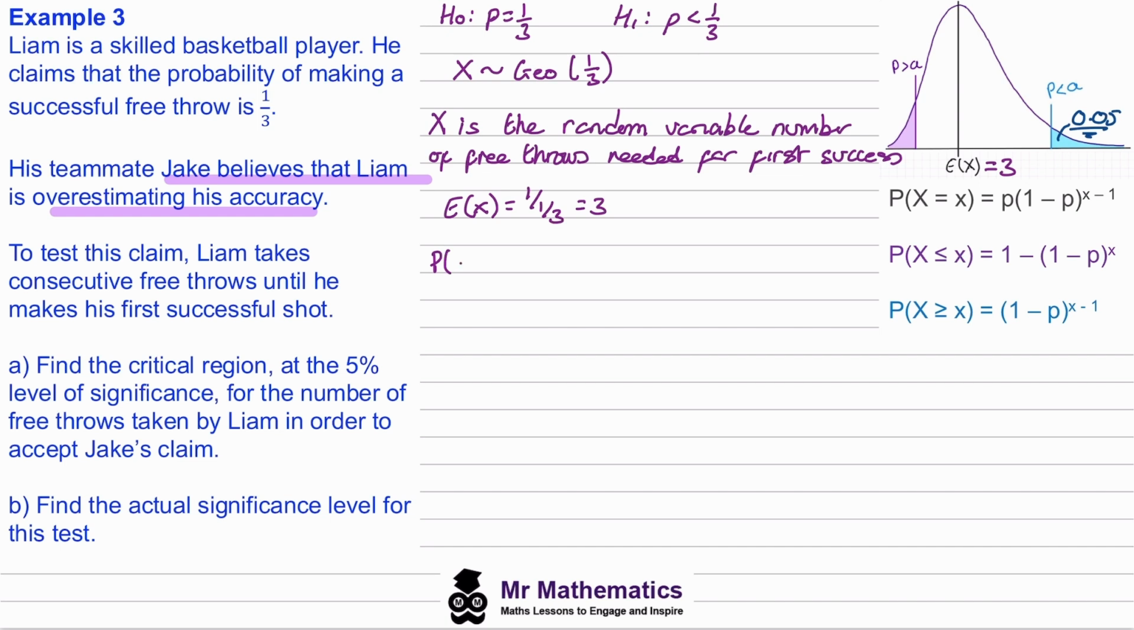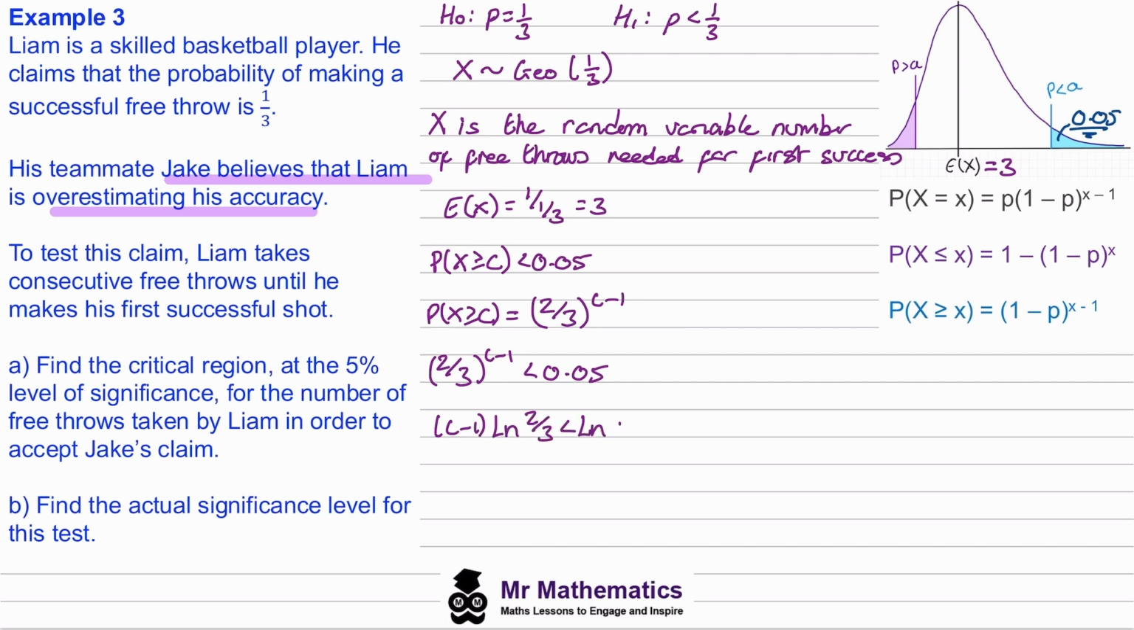So the probability of x being greater than or equal to our critical value must be less than 0.05. So this will be equal to 1 minus p, so 2/3 to the power of c minus 1. So 2/3 to the power of c minus 1 must be less than 0.05. So we'll take the natural log of both sides and use the power rule to bring this down in front. So we get c minus 1 times the natural log of 2/3 will be less than the natural log of 0.05.